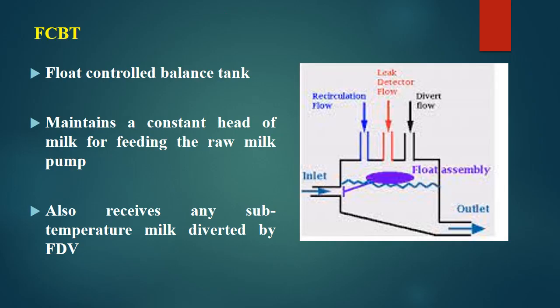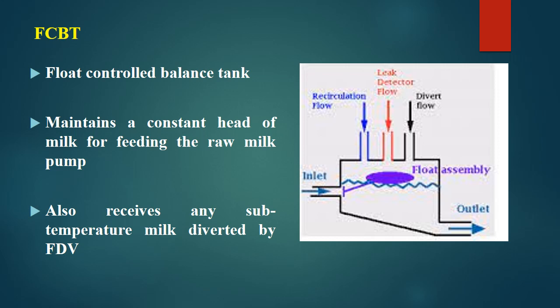So let us discuss a little more about the FCBT, that is the float control balance tank. This is the float control balance tank, which supplies the milk for the pasteurization, that is the beginning. It maintains a constant head of milk for feeding the raw milk pump. It also receives any sub-temperature milk diverted by FDV. FDV is the flow diversion valve.